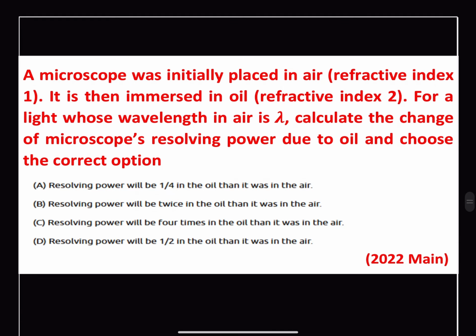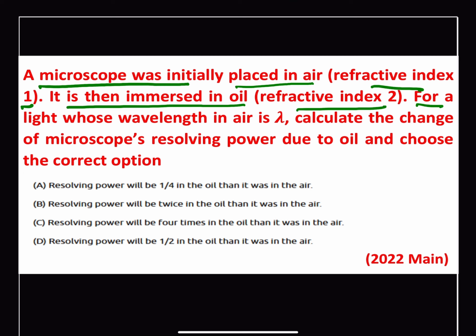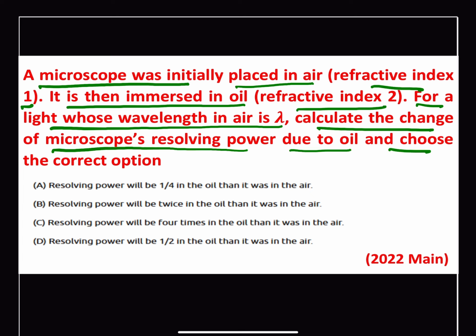We are given that a microscope was initially placed in air, refractive index 1. It is then immersed in oil, refractive index 2. For a light whose wavelength in the air is lambda, calculate the change in the microscopic resolving power due to oil, and choose the correct option. So we have to find out the resolving power with respect to a comparison between the oil and the air.